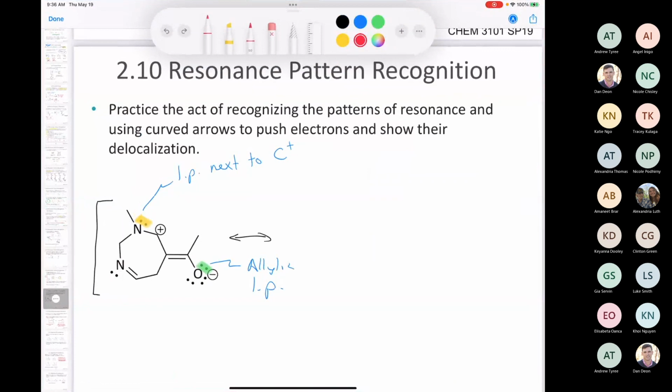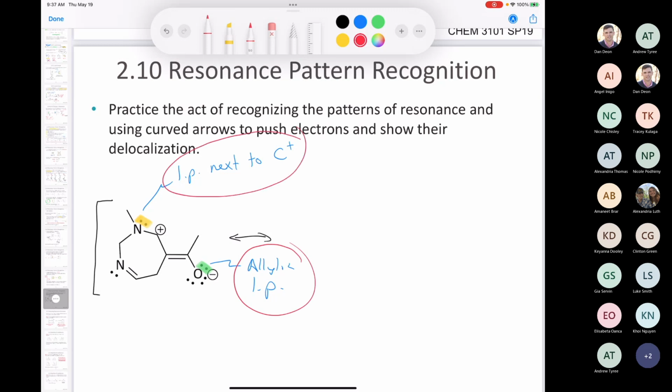Okay, we started with this molecule here, and it says practice the act of recognizing the patterns of resonance and using curved arrows to push electrons and show their delocalization. We already identified two of the patterns. We have an allylic lone pair is one of them. Another one is that we have a lone pair next to a carbocation.